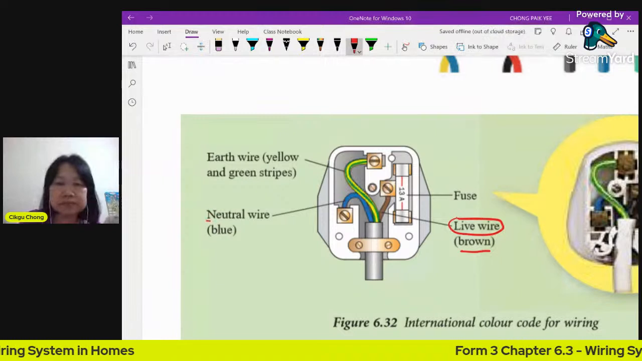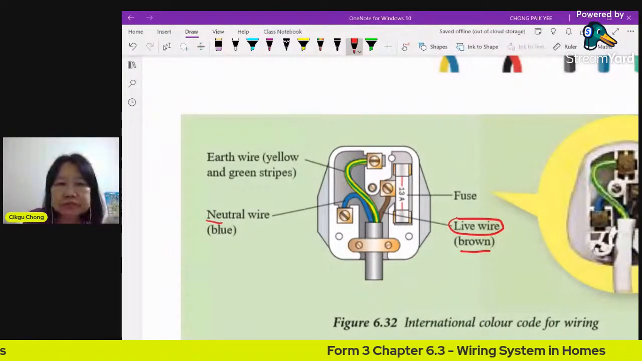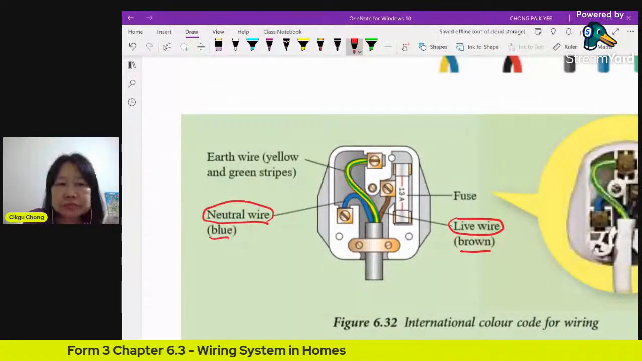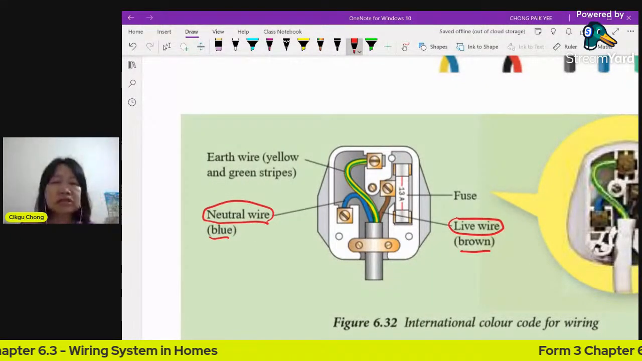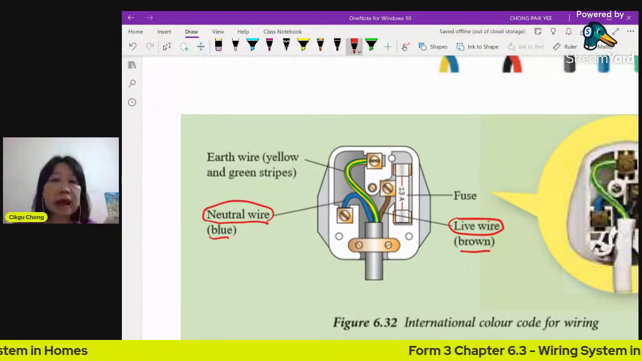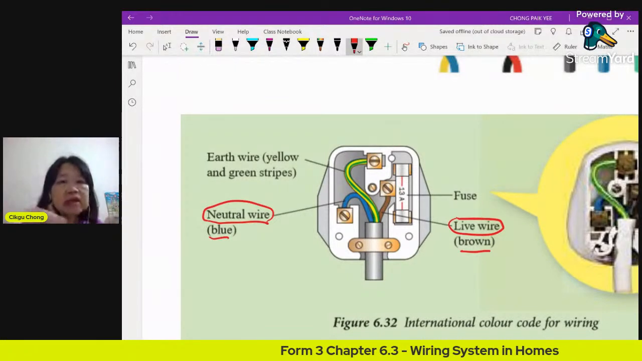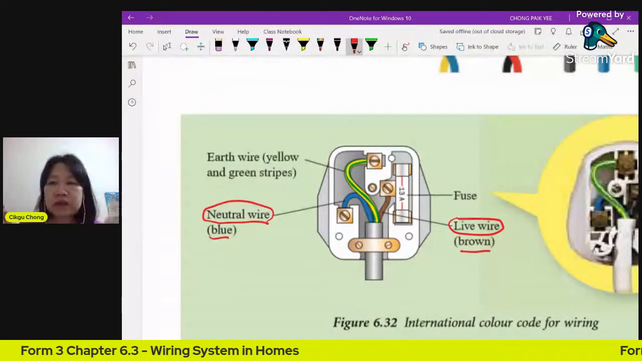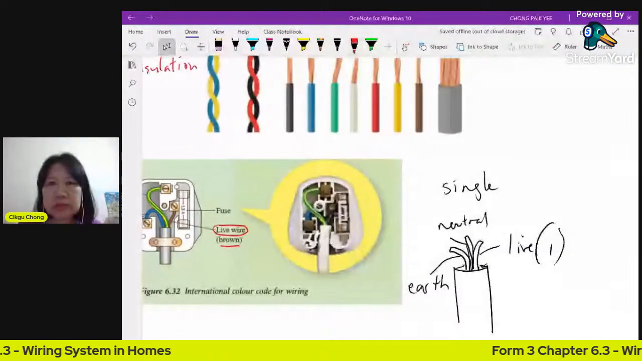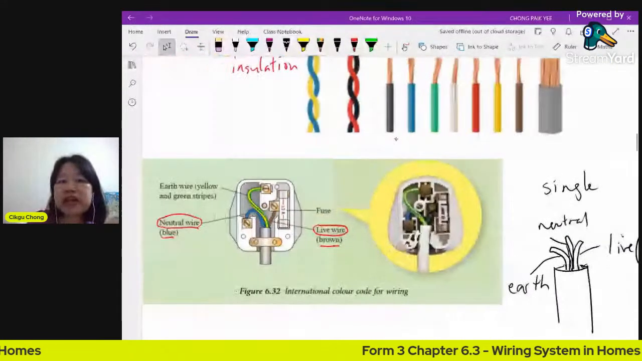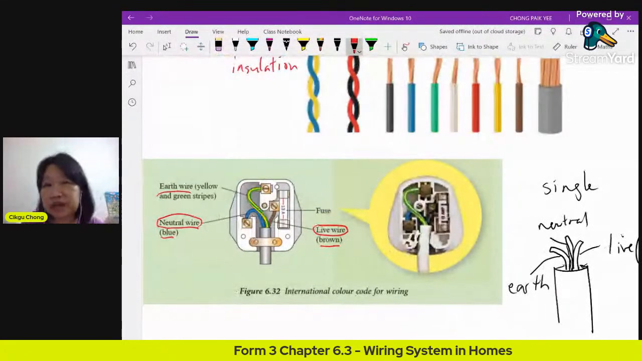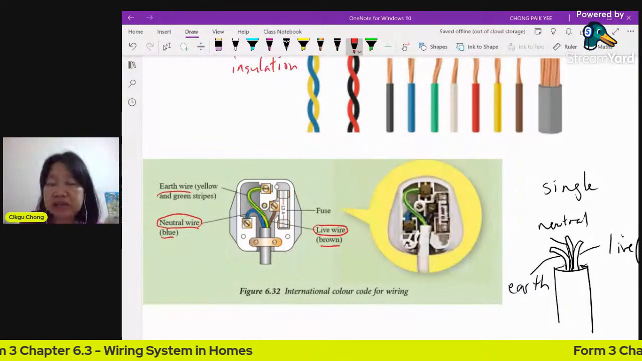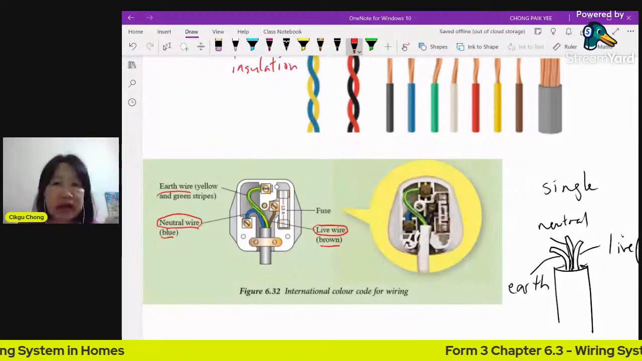The other one is the neutral wire, which is blue. So you have a live wire and a neutral wire. These two are the most important because they connect the electricity from your power supply, from the TNB. The earth wire I will discuss at another time. Let's look at live and neutral. Why do we need two wires? A minimum of two. The additional one, the earth wire, is extra. You don't really need it to make your electrical device work. What you really need is only live and neutral. Why do you need two?